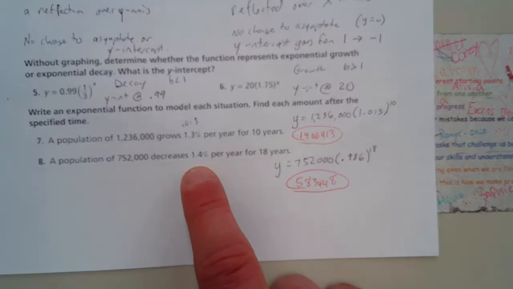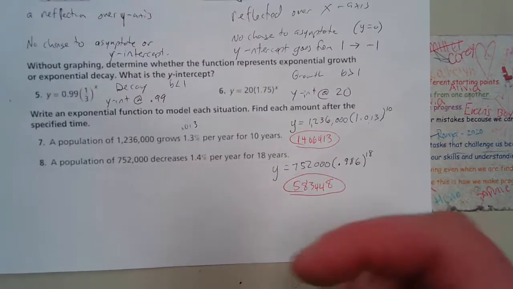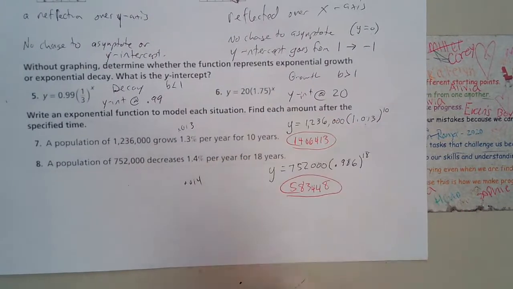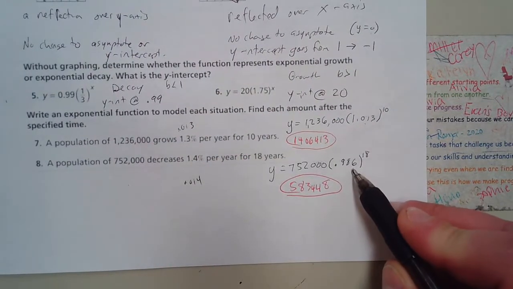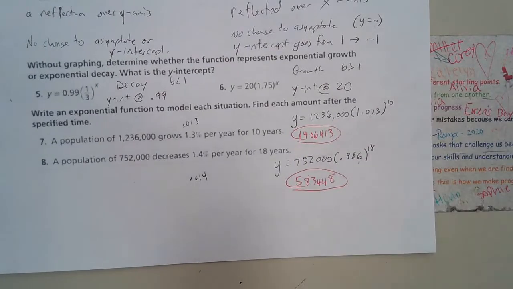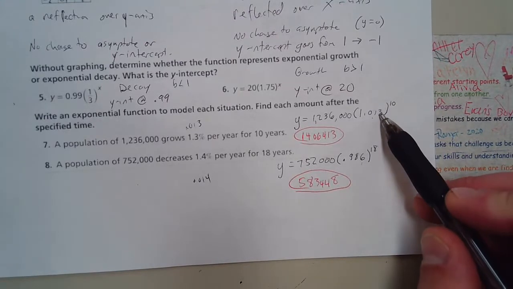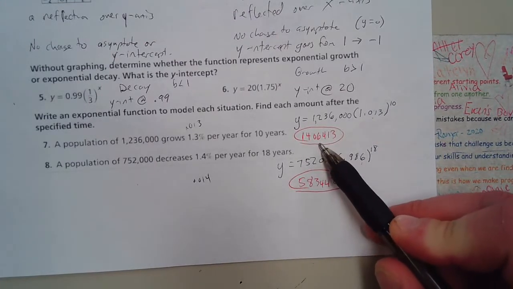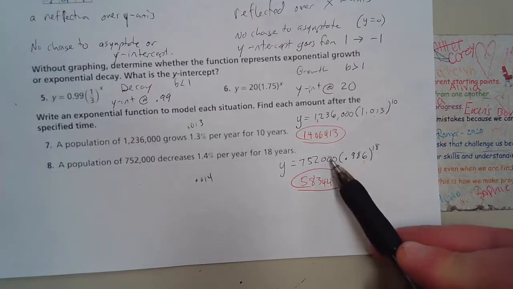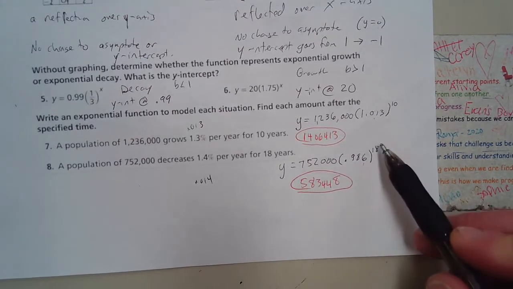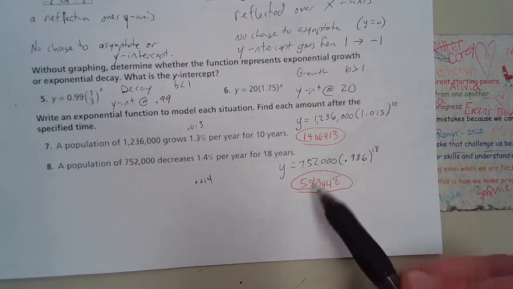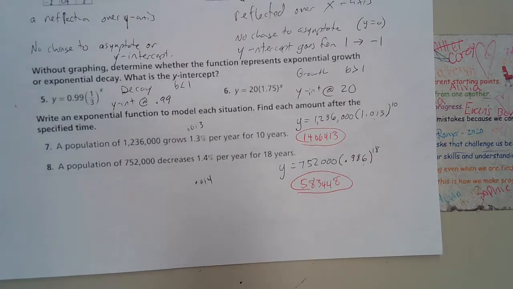Same exact concept here, except it's decay, it's decreasing. So I took 0.014 and I subtracted it from 1 to get this decay rate. After that, I just typed those in a calculator, and that's how I got the new populations. With all this stuff, look at the number, make sure it makes sense. This is a very slight increase, so your number should be a little bit bigger 10 years later. This is a very slight decrease, so it should be just a little bit smaller, even though it's 18 years. It's a long time, but 1.4% dropping is not by very much.